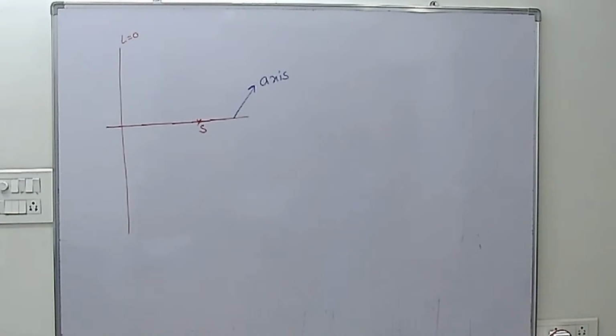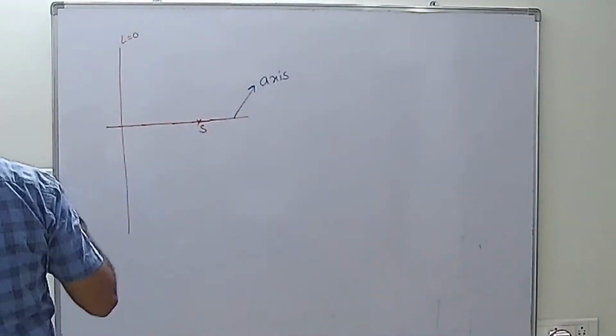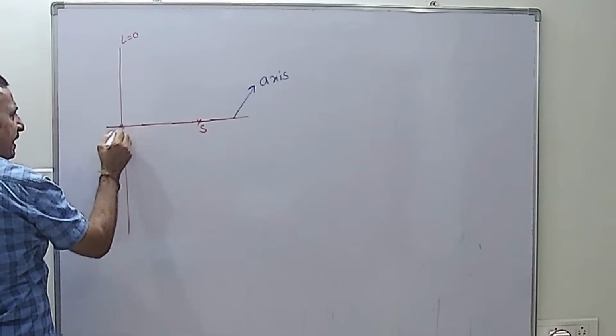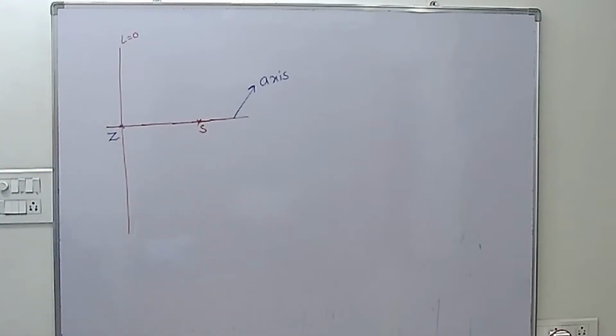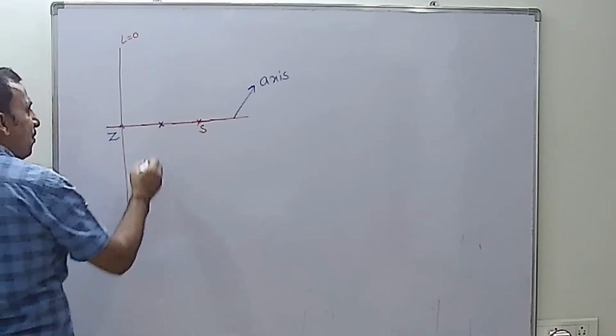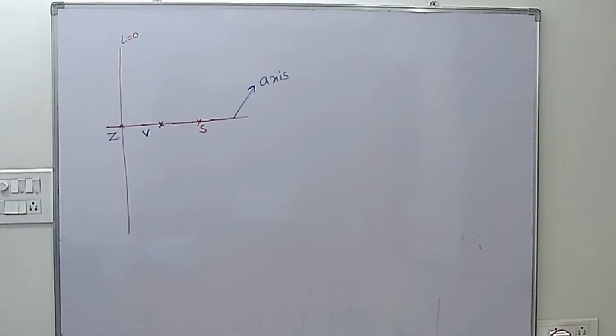The line perpendicular to the directrix and passing through the focus is called the axis of the parabola. The point of intersection of the axis and directrix is generally represented by Z. The midpoint of Z and S is called the vertex of the parabola.